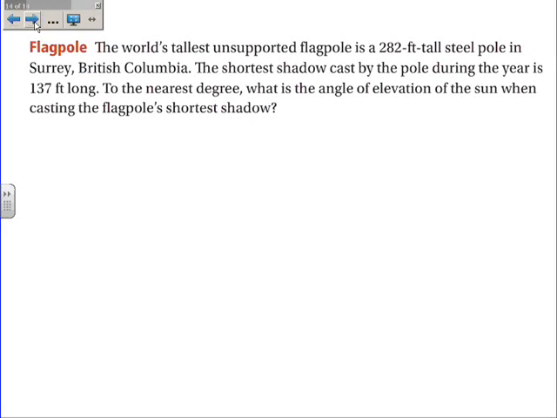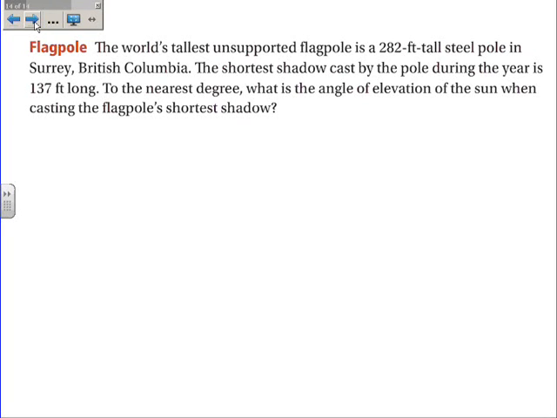Okay, last example, flagpole. The world's tallest unsupported flagpole is a 282 feet tall steel pole in Surrey, British Columbia. The shortest shadow cast by the pole during the year is 137 feet long. To the nearest degree, what is the angle of elevation of the sun when casting the flagpole's shortest shadow?